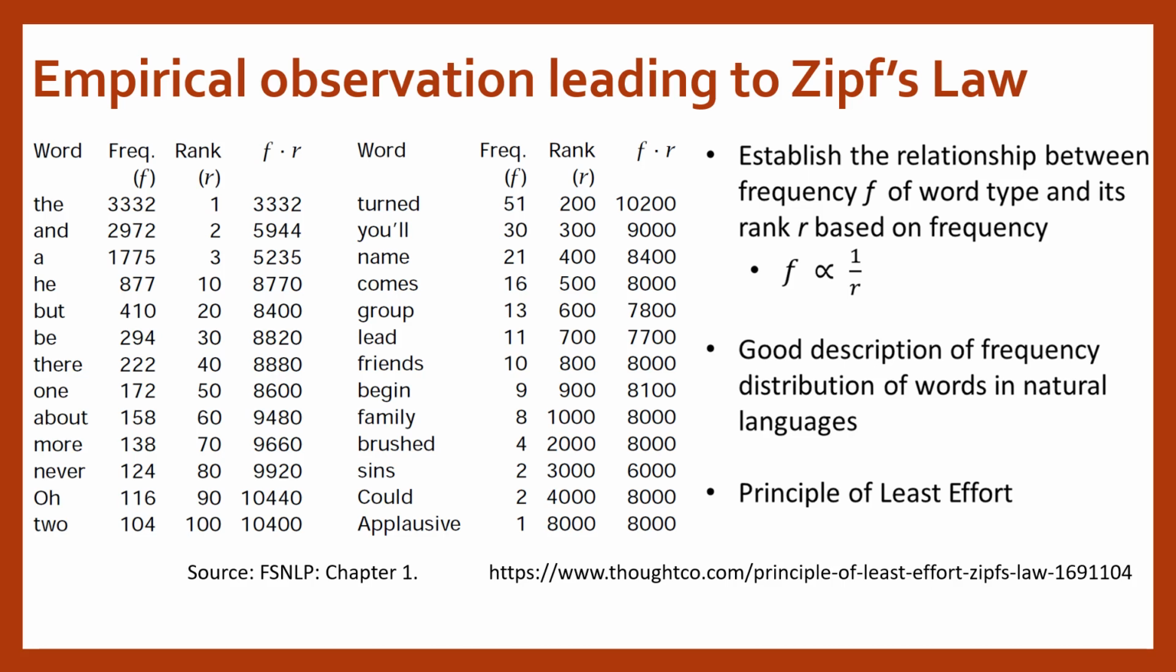Okay, so you can say that the 50th most common word should occur with about 3 times the frequency of the 150th most common word. That's what this law tries to say, and it is based on this kind of observation in multiple corpora. More or less, it's a good description of the frequency distribution of words.